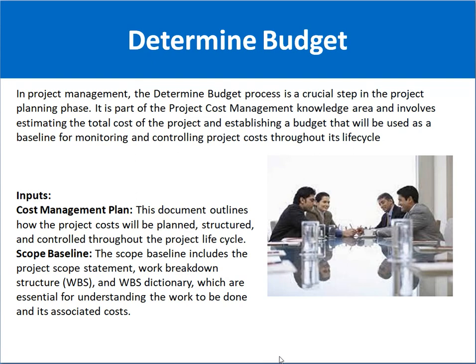Similarly, friends, whenever we are implementing a project, the most important thing is how much money is allocated for that project, because if you have a budget you can do the things. So this process involves estimating the total cost of the project and establishing a budget that will be used as a baseline for monitoring and controlling project costs throughout its life cycle.